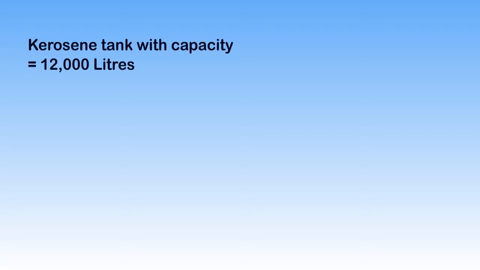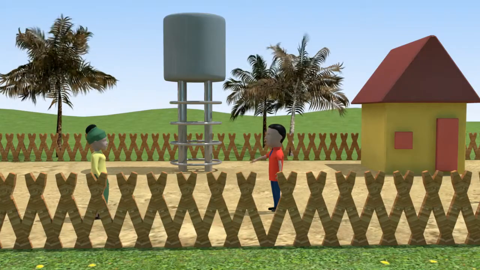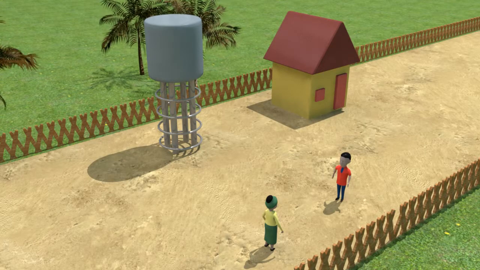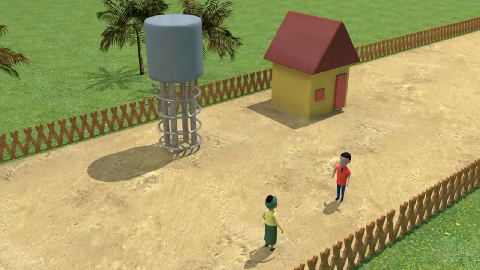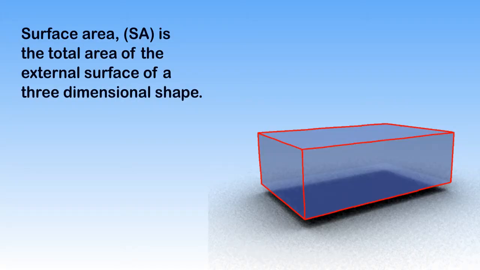Okay. I will be charging you based on the total surface area of the material that will be used to build the tank. What type of material will be used? Well, I will be using iron to build the tank. What do you mean by total surface area? Total surface area is the area of the external surface of a three-dimensional shape.